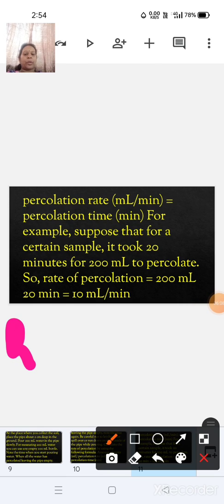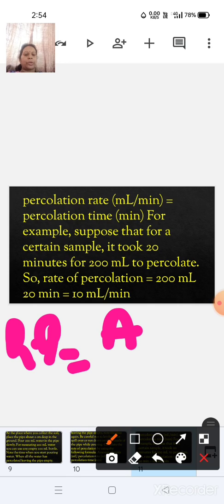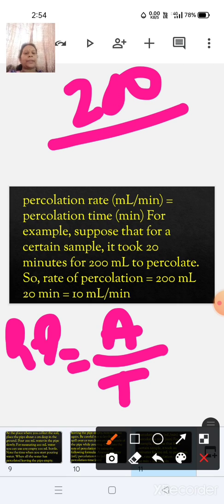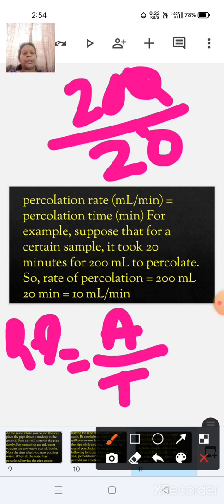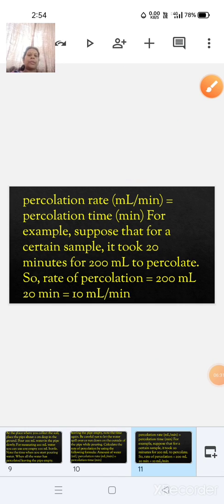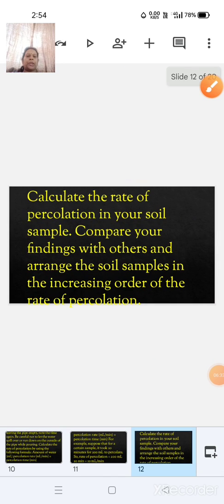So rate of percolation is equal to amount upon time. Here the amount is 200 and the time taken is 20. So we get 10 milliliters per minute. So this is how we can calculate the percolation rate of water.